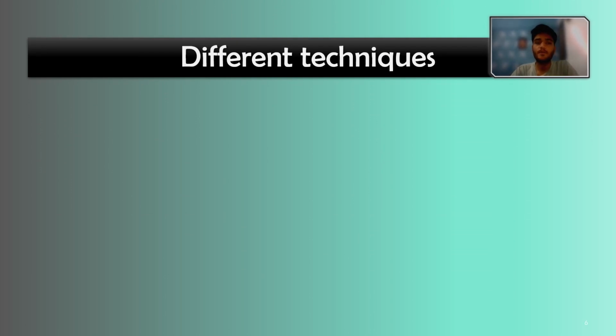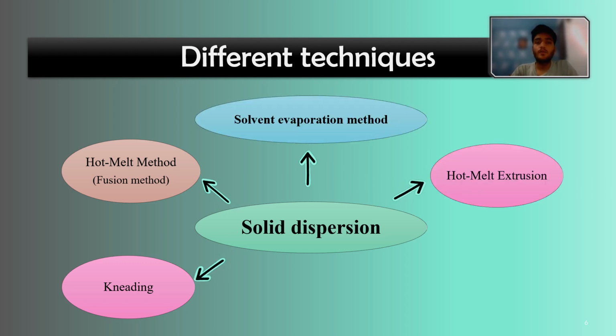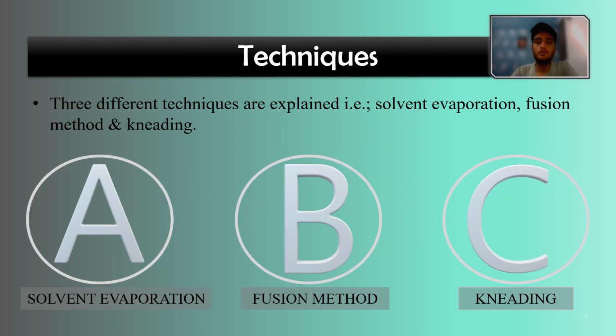Different techniques of solid dispersion. There are 5 techniques listed: kneading, hot melt method, solvent evaporation, hot melt extrusion, and spray drying. The next slide will briefly discuss the techniques of solid dispersion. So we have here discussed the main 3 methods that are generally used, that is, solvent evaporation, fusion method, and kneading method. The next slide will discuss the solvent evaporation method. Let's see.